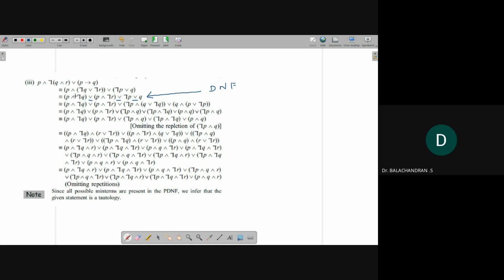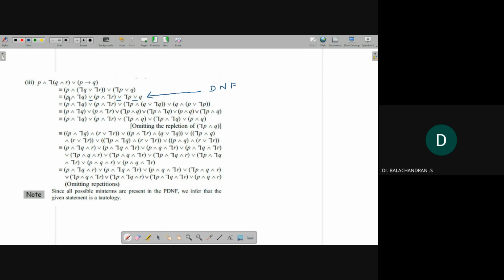So here what is missing? R is missing. Here Q is missing. Here Q and R both of them are missing. Here also the P and R terms are missing. So they are going to introduce them step by step. First P and negation Q or T. So instead of T, what are the terms you can write? Please write.